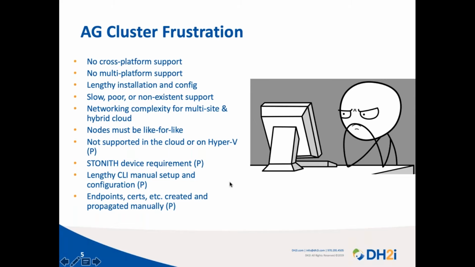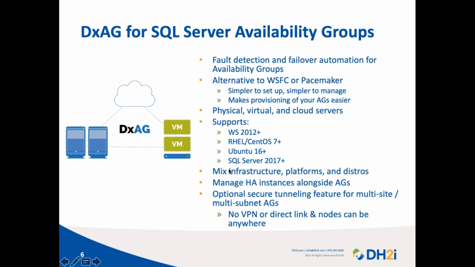And so what I want to introduce to you folks is a solution called DxAG, which is the DH2I solution for availability groups and making them highly available. This leverages SQL Server availability groups like a lot of you are used to, but it makes them highly available without the requirement of Windows Server failover clustering or Pacemaker. It is far easier clustering to set up. It's easier to manage than those other two solutions mentioned, and it's also easier to provision your availability groups on either platform.